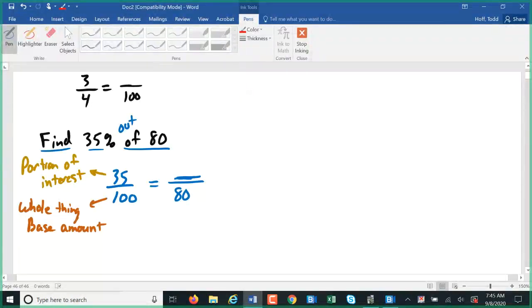Now to solve this, remember, we cross multiply and divide. So the two numbers that are diagonal are the 35 and 80. So we do 35 times 80, which is what, 2,800? And then the number that's diagonal to our missing number is the one we divide by. So we divide by 100. That gives us 28. So 28 is 35% of 80.